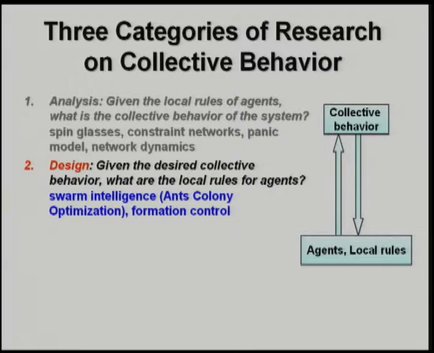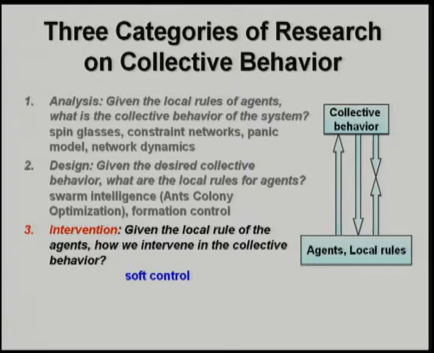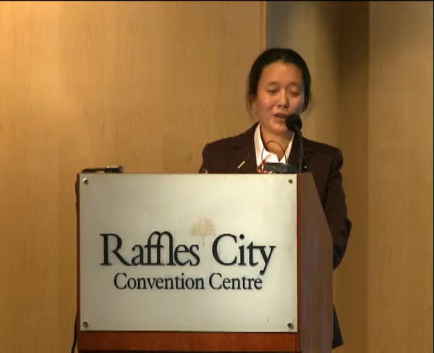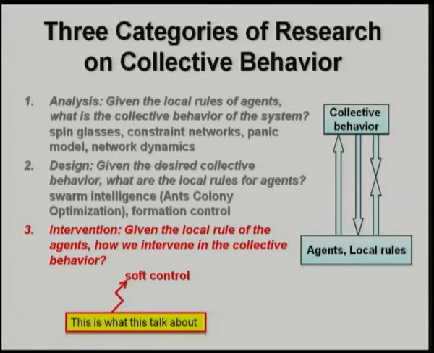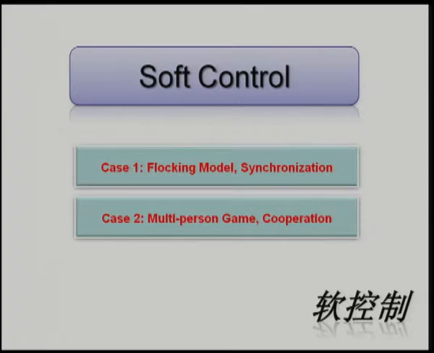The third kind, which I call intervention, is this: given the local rule of the agents and also the desired collective behavior of the system, how can we intervene in the collective behavior to achieve what we want? I call this approach soft control, and this is what the talk is mainly about. In the following part, I will demonstrate the idea of soft control through two case studies. The first is about the flocking model, using soft control to induce synchronization. The second is using soft control to promote cooperation in a multi-person game.